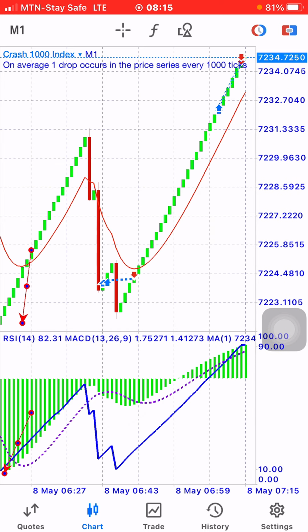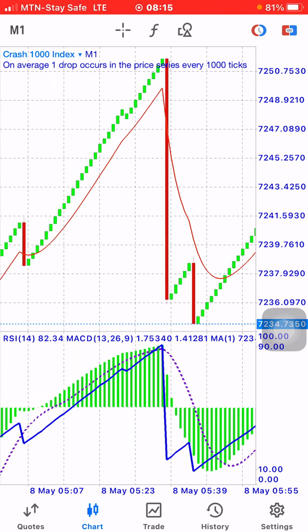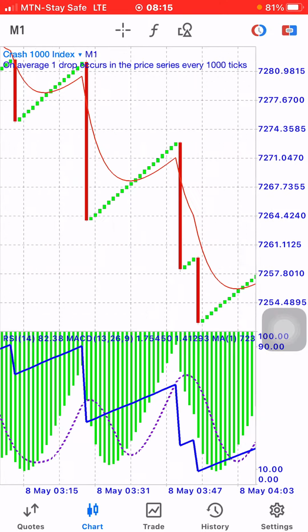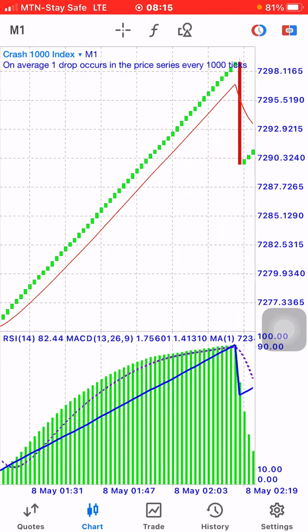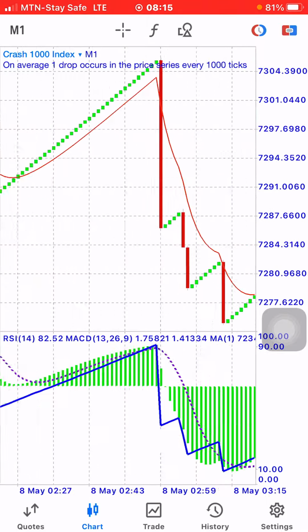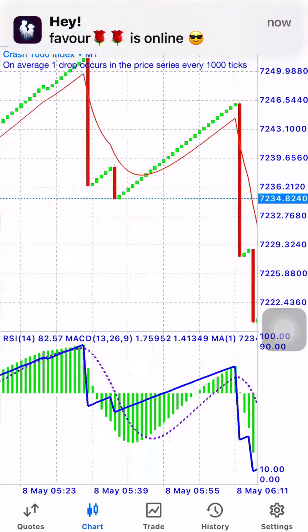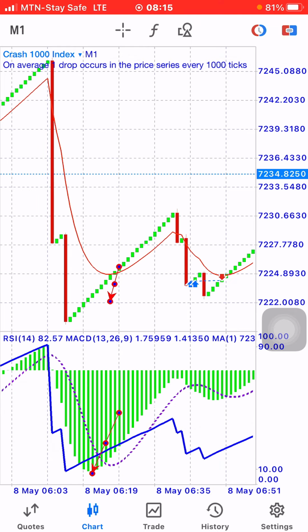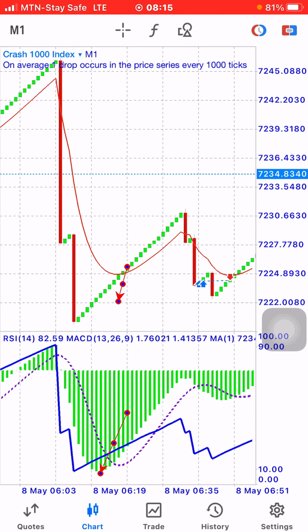For instance, this is the scenario I was using to show you guys how this thing works. Let me see the scenario. So yeah, this is the scenario. So when we exit the market, when do we enter again? We enter again maybe after 3.